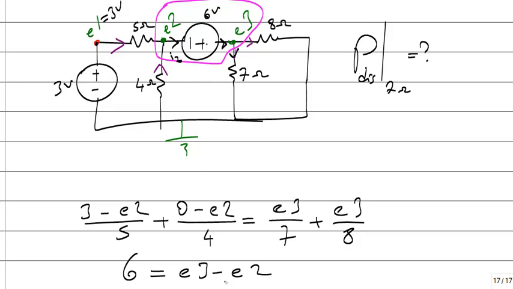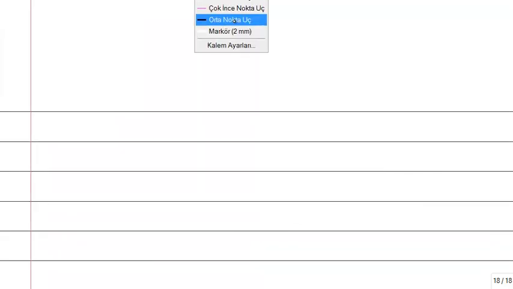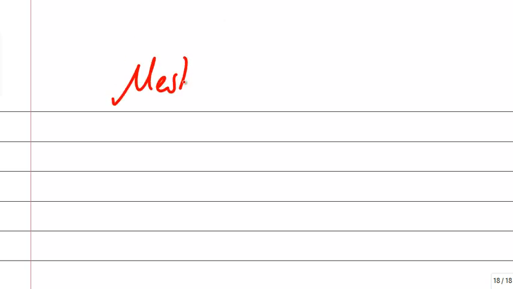It's easy to analyze. After finding E3, what's the power dissipated by 7 ohm? Power dissipated by 7 ohm is voltage squared divided by resistance. What's the voltage of 7 ohm? E3 minus 0, squared, divided by 7. Okay. After finding E3, the power of 7 ohm is very easy to calculate. The next important topic is the mesh analysis.